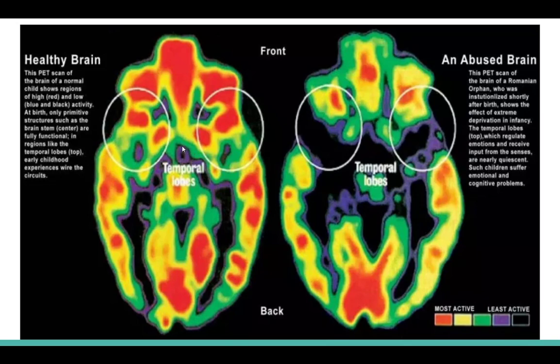Well, why do we care about the temporal lobes? Well, over here it says the temporal lobes regulate emotions and receive input from the senses. So children who are abused and have less activity in their temporal lobes often suffer from emotional and cognitive problems. Okay, so the way a child is raised and nurtured can physically change their brain. And neuroscience has shown this in a way that early psychologists were not able to understand.